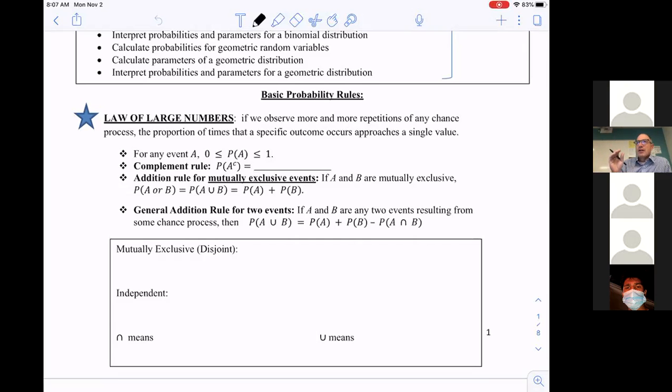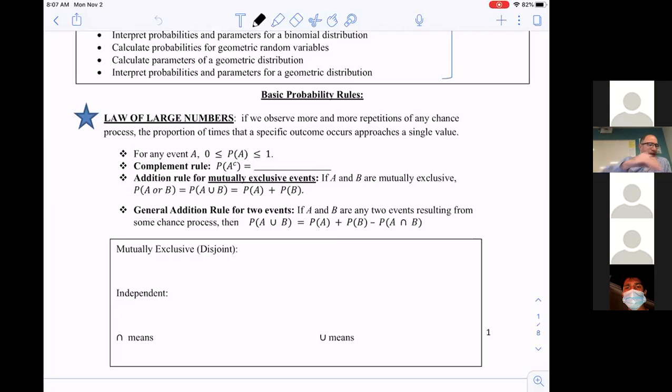So if I continue to flip that quarter or flip that coin, I could flip it 10 times and I could end up with 7 heads and 3 tails, which is an outcome that's possible. But as I continue to flip that coin 100 times, 500 times, 1,000 times, the more often I flip it, the closer and closer I will get to its relative long-term frequency, which is going to be that single value that definition talked about.